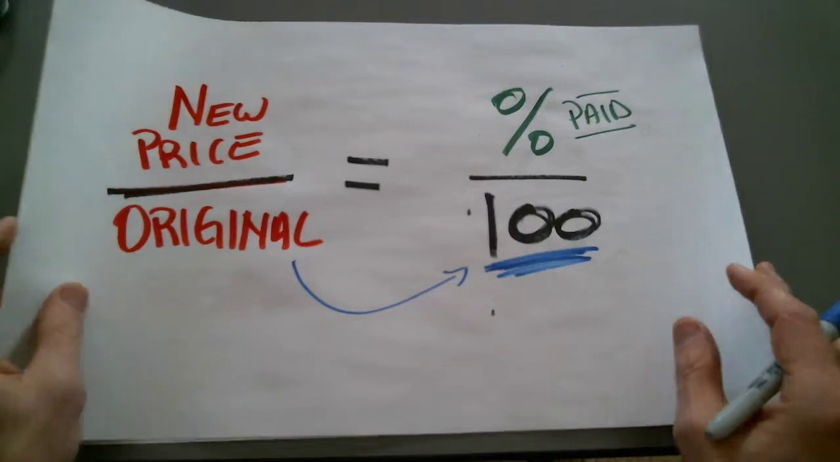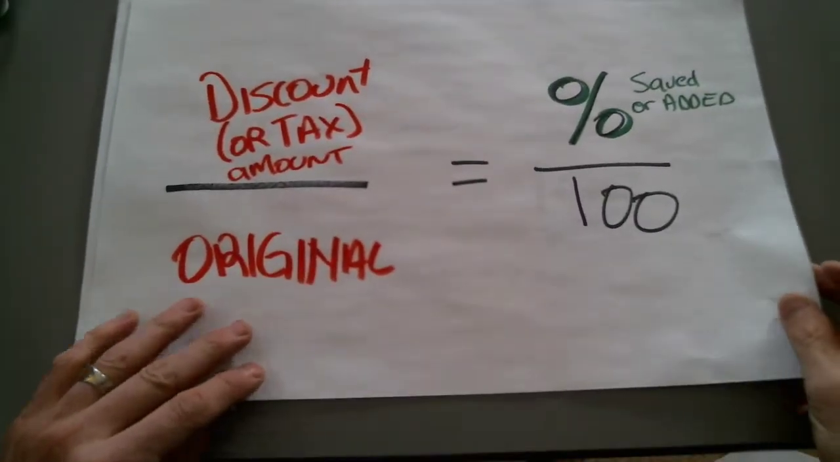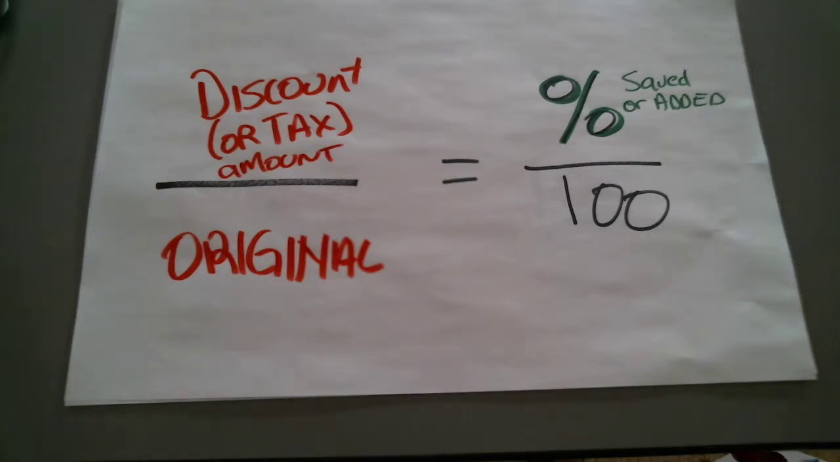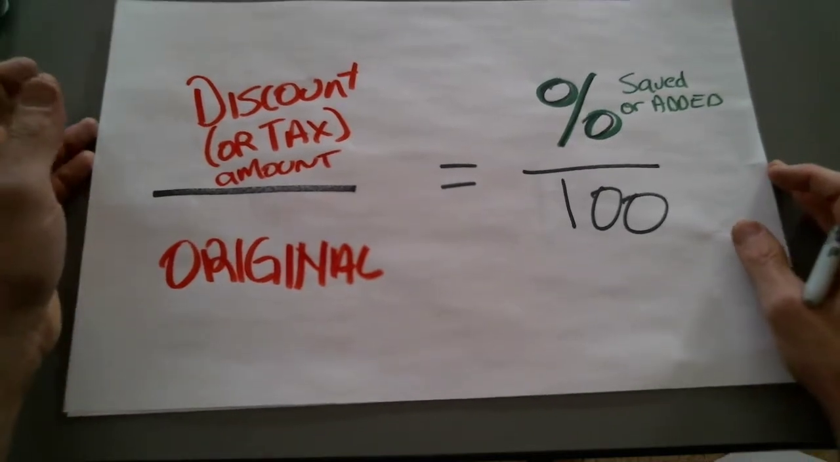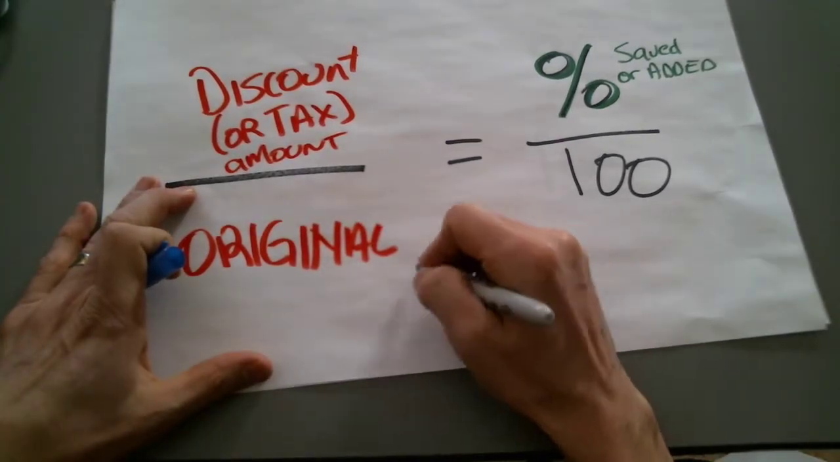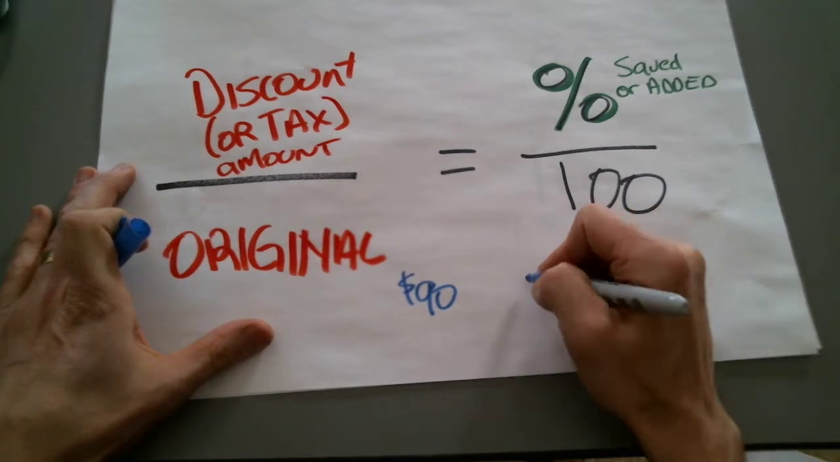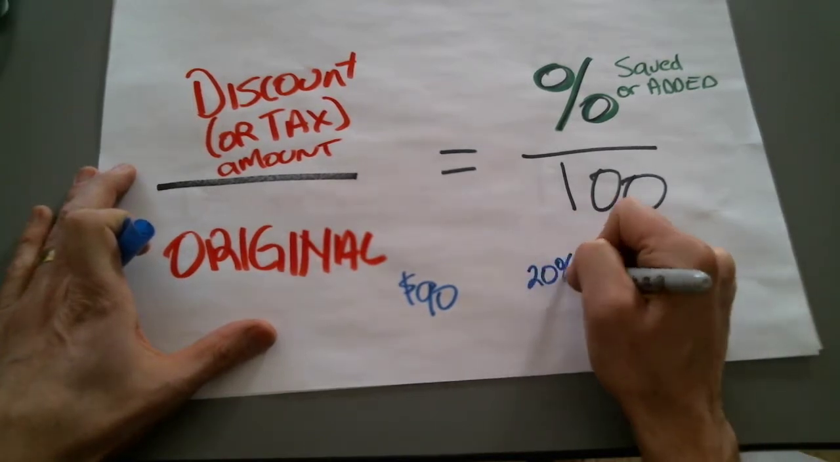Now some of you are saying, but what if it asks what the sale or the discount is? Well, then we have a slightly different scenario. If we want to find out how much money was saved on an item, so for example, you know that you paid, let's say $90. You paid $90 for a pair of jeans after a 20% discount.